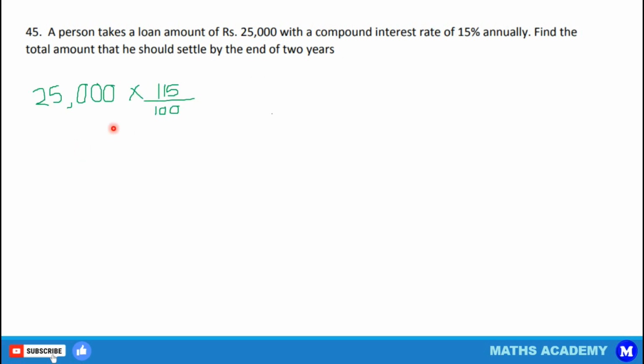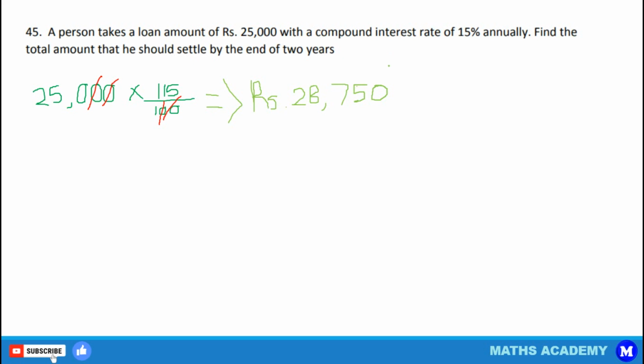So this is how you write it. 25,000 into 115 over 100. That is the total amount, which means the loan and the interest. Because 100% represents the loan and 15% represents the interest. So this will be the total amount for the first year. So that will be equal to 28,750. This is the total amount that he should pay at the end of first year.